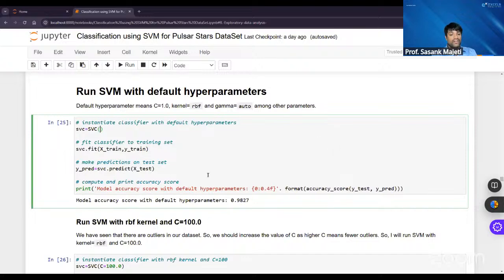So it is going to train, and it is going to check the model accuracy with the default model parameters, which is showing around 98%.